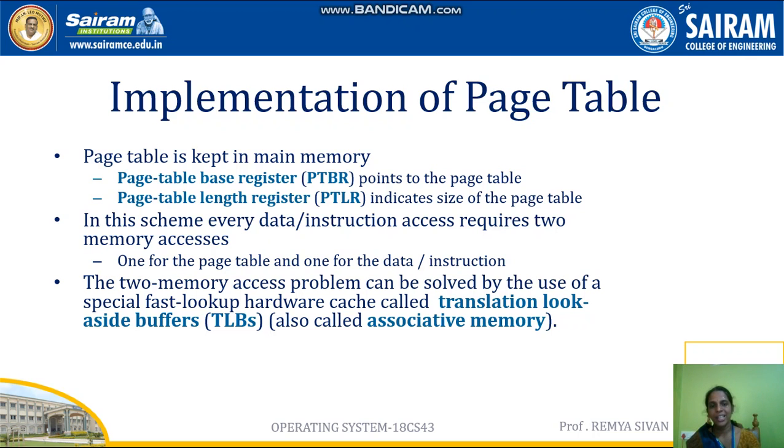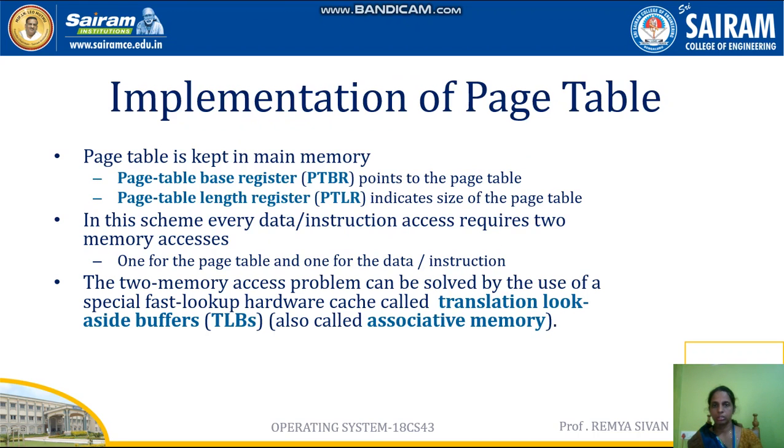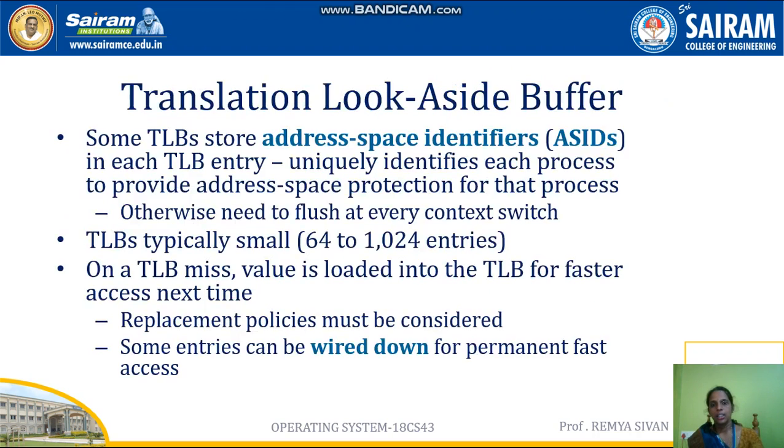In this scheme, every data or instruction access requires two memory accesses, one for the page table and one for the data or instruction. The two memory access problem can be solved by the use of a super fast lookup hardware cache called translation look-aside buffer, also called associative memory.